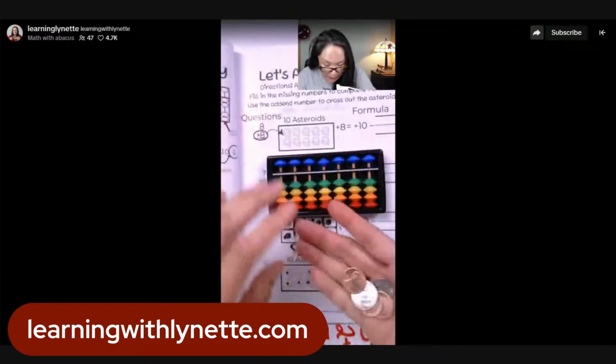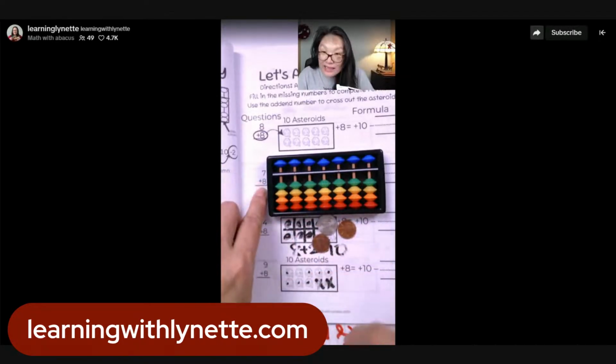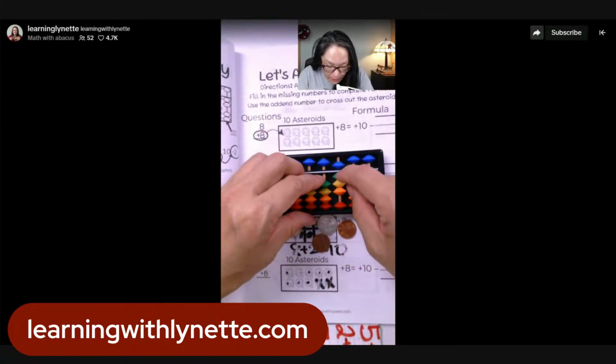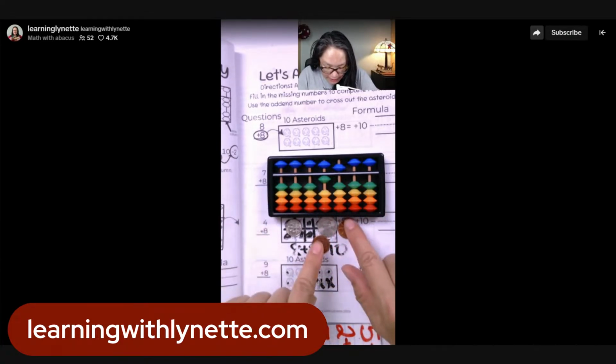We have 7 on the abacus. And I want to add the 8. When I add the 8, just as Jeffer says, I want to add the 10. But 10 is too much. So here on my abacus, I want to have 7 and I want to add the 8. 10 is too much. So I need to take away the 2. And my final answer is 15.